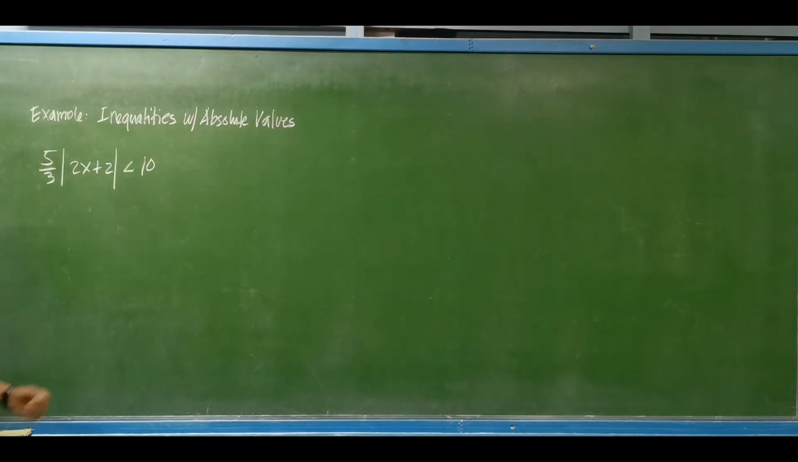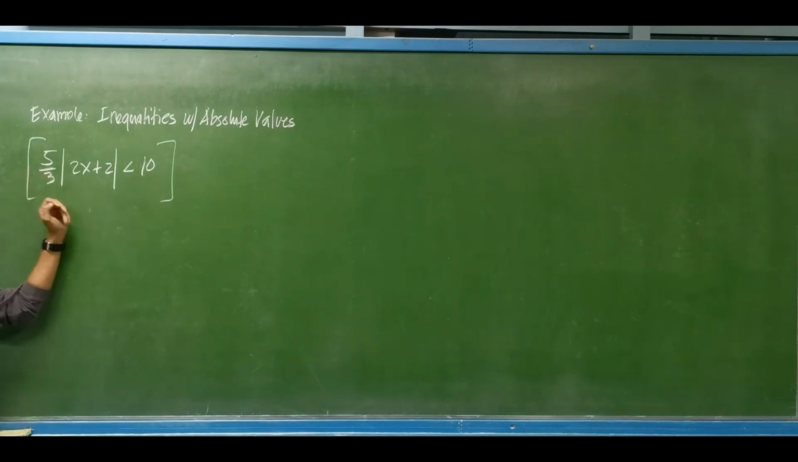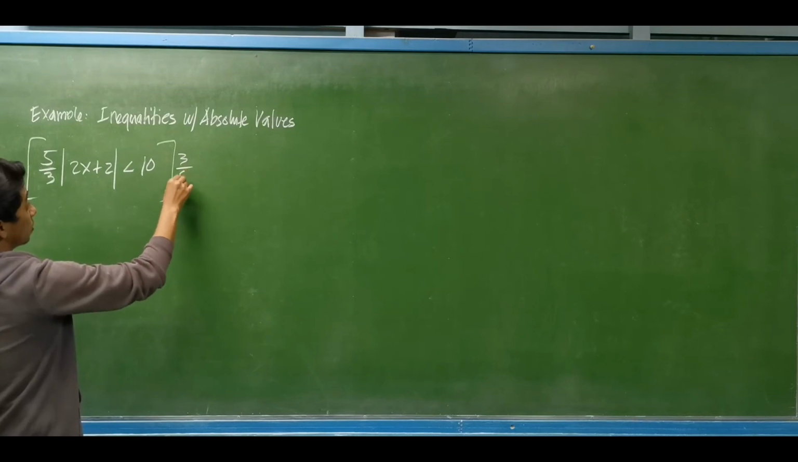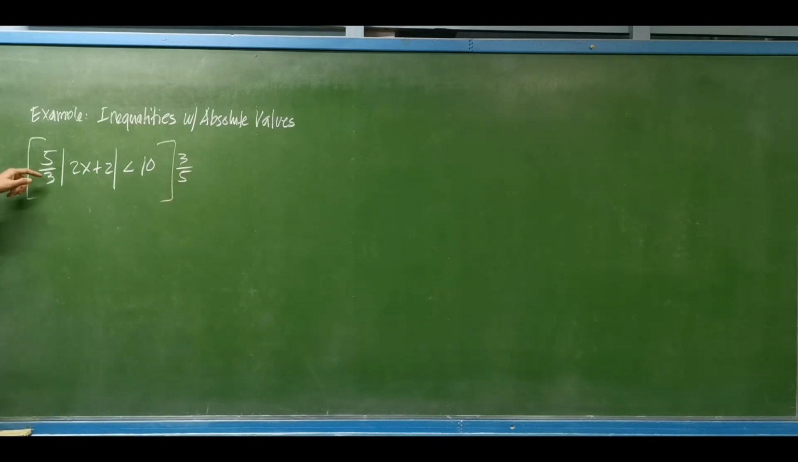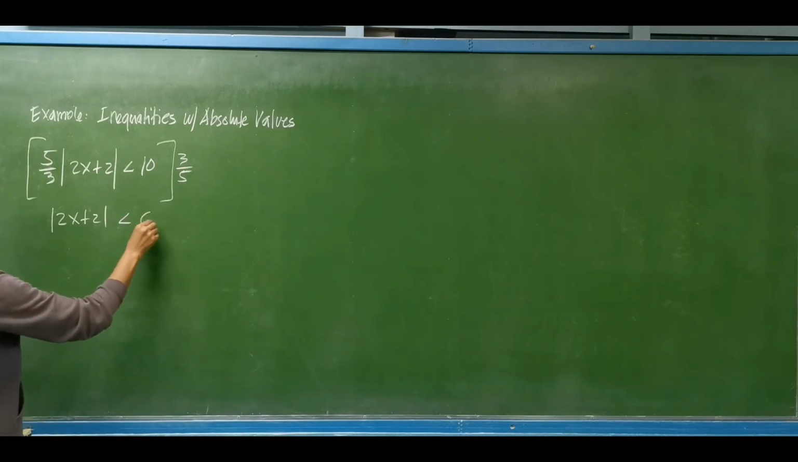So for this example, we have the inequality with absolute values. That is 5 over 3 multiplied by the absolute value of 2x plus 2 is less than 10. So simplify first. And let's have all the terms with the absolute value on one side of the inequality. So we are to multiply both sides of the inequality by 3 over 5. So the absolute value of 2x plus 2 is less than 10 over 5 is 2 times 3, we have 6.